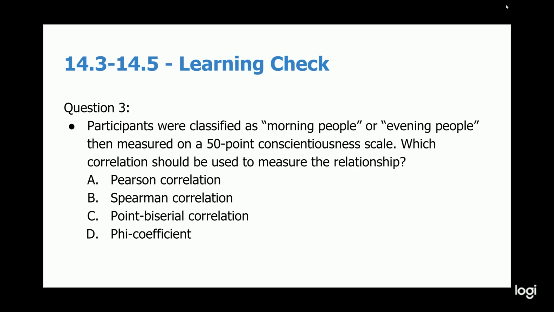Participants are classified as morning people or evening people. Then measured on a 50-point conscientiousness scale. Which of these correlations would be used to measure the relationship? So take a moment. You can pause this video and think about it. Again, there are two groups of participants, morning people, evening people, two samples, and they're all measured on one scale. Independent samples on one scale. One variable. But two groups.